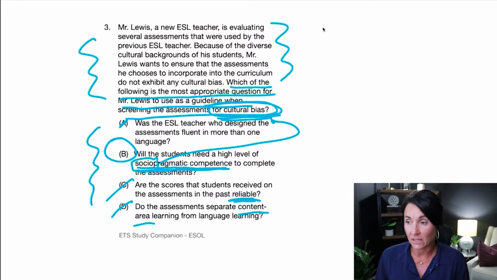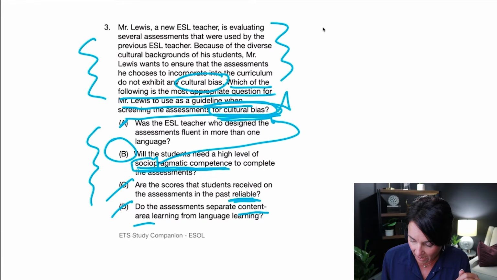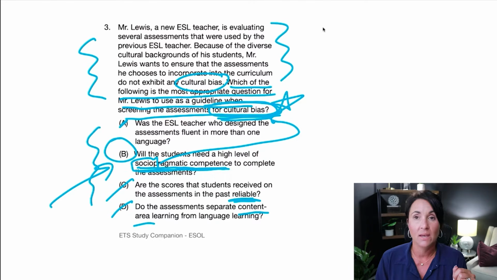Let's read the rest up here just to make sure we answered it correctly. Mr. Lewis, a new ESL teacher, is evaluating several assessments that were used by the previous ESL teacher. Because of the diverse cultural backgrounds of his students, Mr. Lewis wants to ensure that the assessments he chooses to incorporate into the curriculum do not exhibit any cultural bias. Again, we've got cultural bias, and B is going to be the ticket there.